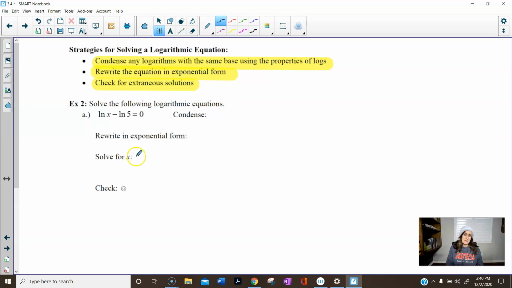All right, so starting with example 2, we have ln x subtract ln 5 is equal to 0. We want to start this problem by using the property of logarithms, which is condense. So when we condense, we have 1 ln, where the subtraction is where the division sign goes. In front is the numerator, which is x, and below would be 5. So this gives me ln of x divided by 5 is equal to 0.